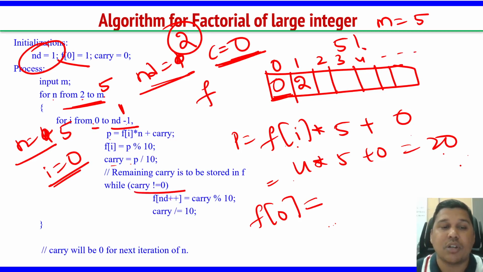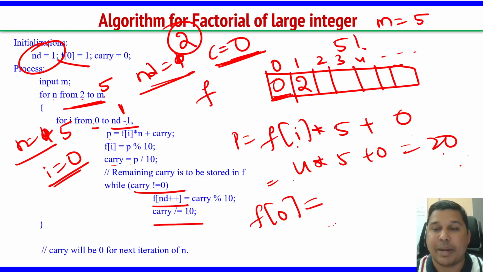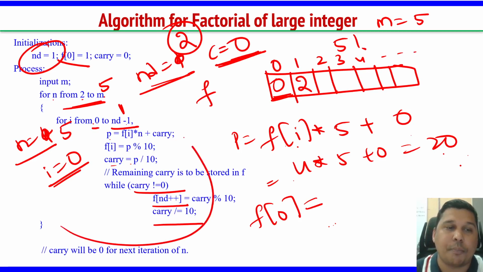So carry not equal to 0. F of nd plus plus, nd value nd plus plus. So what I have to store here? It is carry modulo 10, that is it becomes 2, and carry equal to carry by 10. So what was the carry we got earlier here? 2. 2 by 10 is 0. So carry is 0 in this case. Okay.